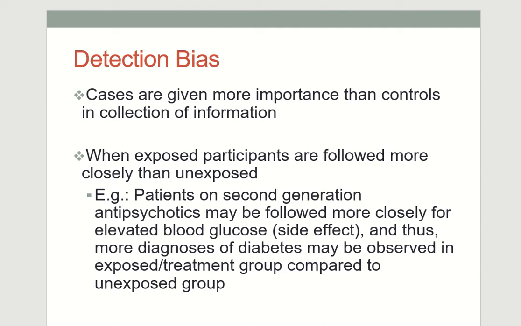This is what happens if you do not give equal opportunity. If you look for the outcome more stringently in the exposed than in the non-exposed, that would lead to a detection bias. So when exposed participants are followed more closely than the non-exposed. In the example, patients on second-generation antipsychotics may be followed more closely for elevated blood glucose, and thus more diagnosis of diabetes may be offered in the exposed treatment group compared to the non-exposed group. This is typical in any situation where you have a clinician مثلا doing a diagnosis, and that's definitely why double blinding is done in RCTs, when the technician reading the X-ray is not told if the patient is taking or not taking medication, so that we protect how meticulous the X-ray technician is in reading the X-ray, and thus give equal opportunity for both arms of the study.